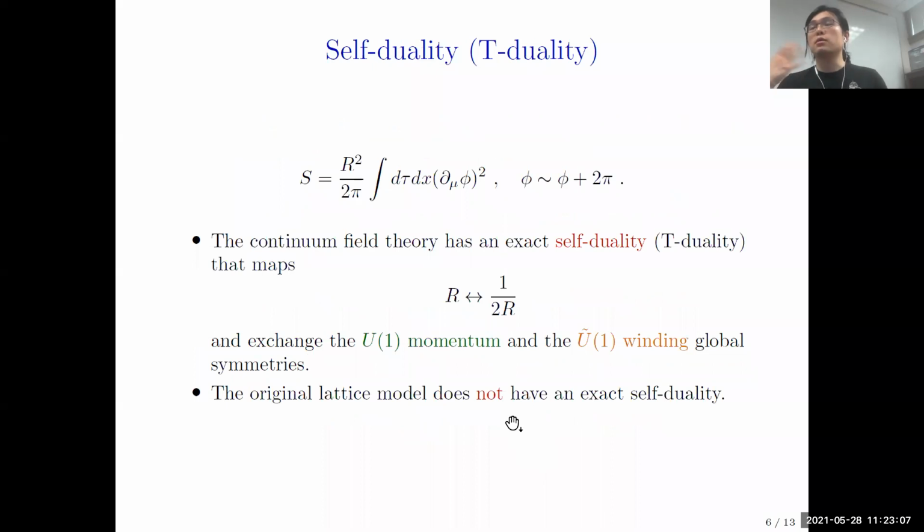And another feature that a continuum field theory has is an exact self-duality, which was not there in the original lattice model. If we attempt to dualize the original lattice model, we will actually land on a different lattice model. This exact self-duality in the continuum field theory maps the theory at radius r to radius 1/2r, and it also exchanges the U1 momentum symmetry and the U1 winding symmetry.